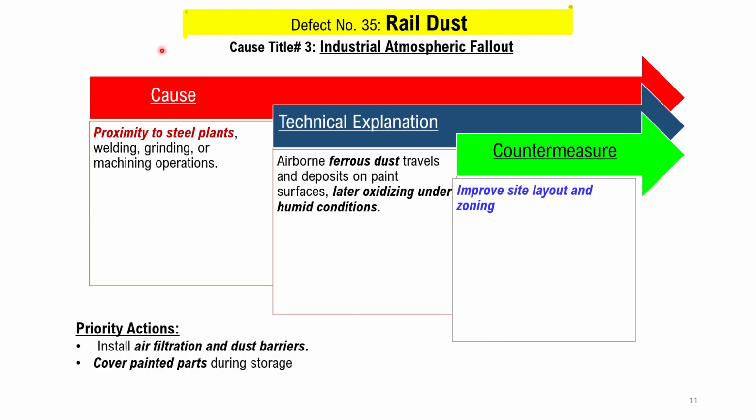Third probable cause could be industrial atmospheric fallout, that is, proximity to steel plants, welding, grinding, or machining operations. Airborne ferrous dust travels and deposits on paint surfaces, later oxidizing under humid conditions. The recommended countermeasure is to improve site layout and zoning. The priority actions are: install air filtration and dust barriers, and cover painted parts during storage.